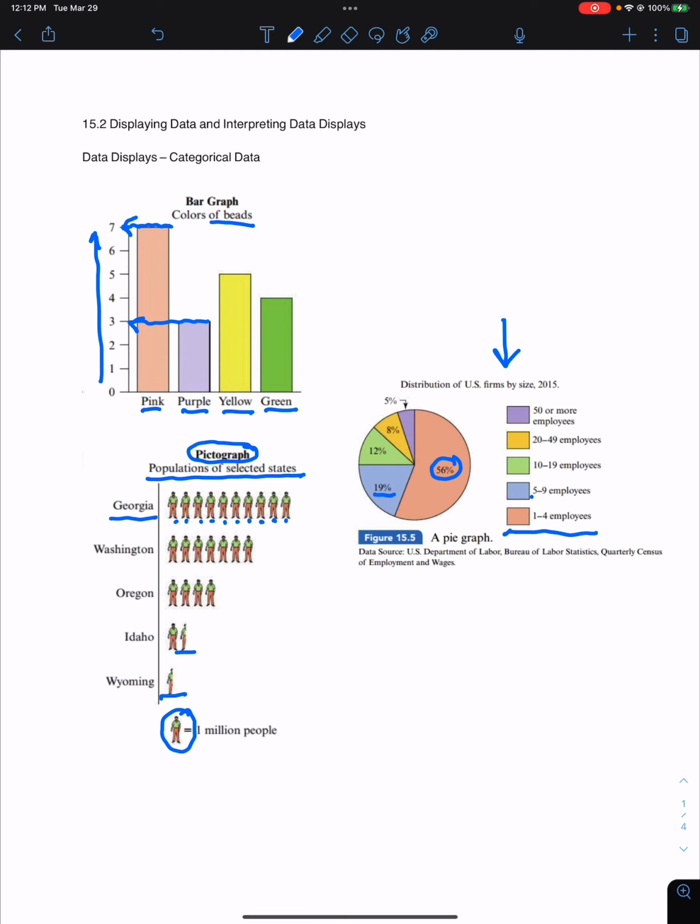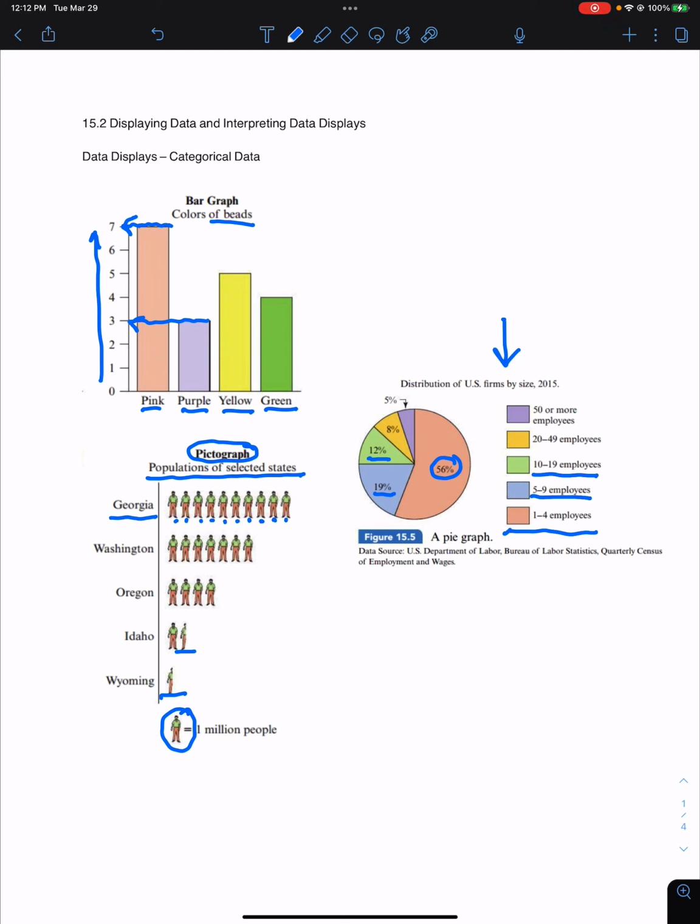19% are 5 to 9 employees because they're that blue color. The green color represents 10 to 19 employees. So you can see the different percentages correspond to those colors, but also the size of the slice represents the size of the percent of that circle that part of data is taking up. So there's a lot of correspondences in our pie graph.